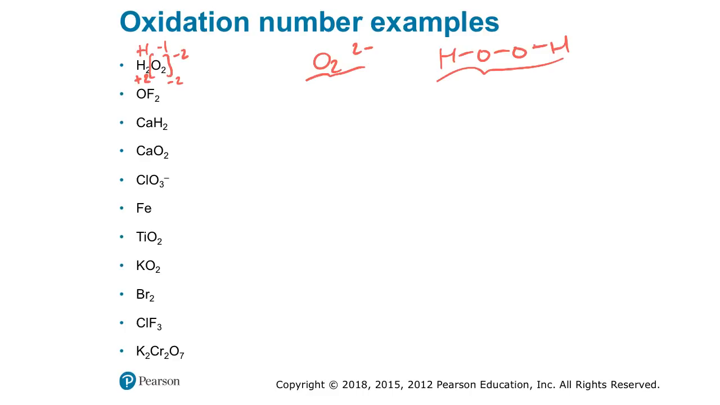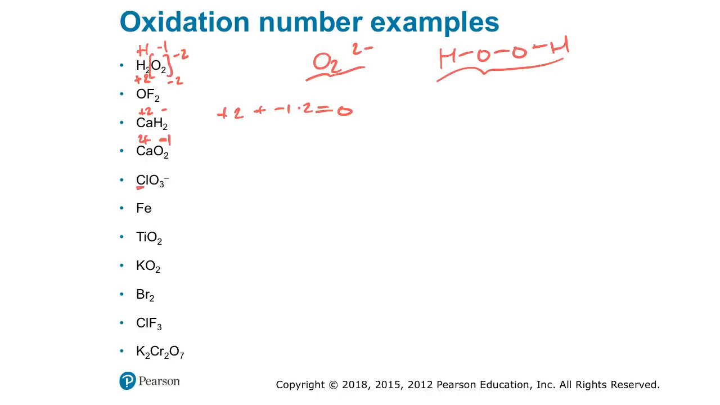Okay, so let's look at OF2. We already looked at that one. That's a +2 for oxygen, -1 for the F. So we look at F, it has to be a -1, O has to be a +2. Calcium hydride, +2 for calcium, and then the hydrogens have to go -1 for each of them. So +2 minus 1 times 2 equals 0. Okay, so that checks out. So CaO2, that's calcium 2+, O2 with an overall 2-, so we get a -1 for each of those oxygens. That's calcium peroxide.